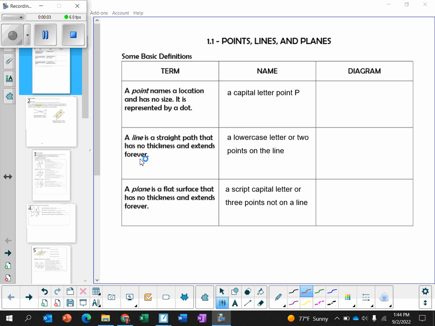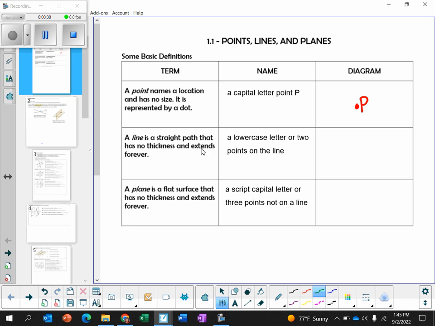This is Geometry, lesson 1.1, points, lines, and planes. So for some basic definitions, a point names a location and has no size. It's usually represented by a dot. If we were to call something a point, it's usually a capital letter that we're going to see it as. So we would see something like a dot and then the capital letter next to it. So that's point P.